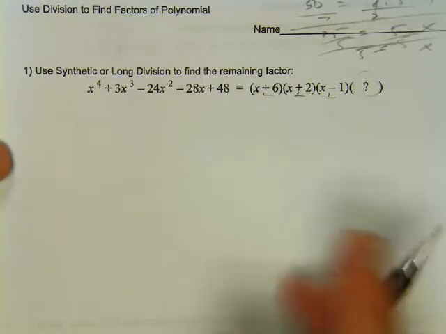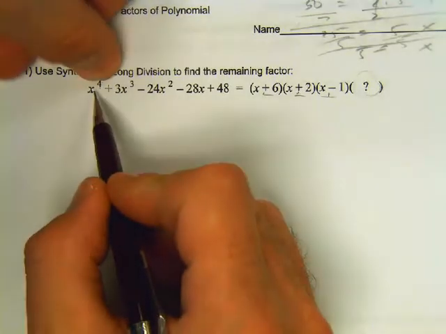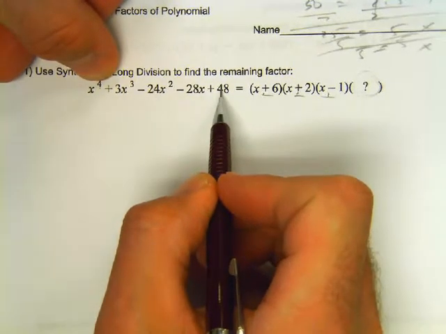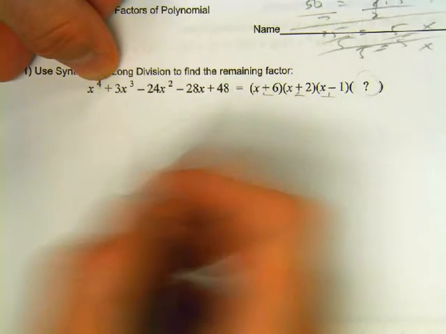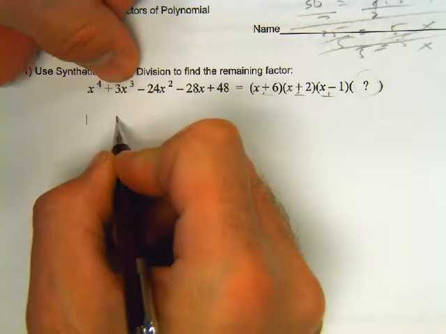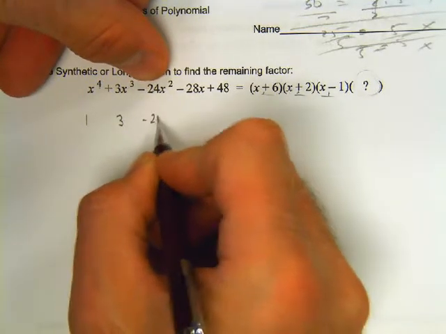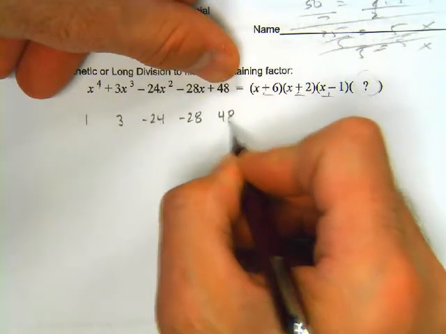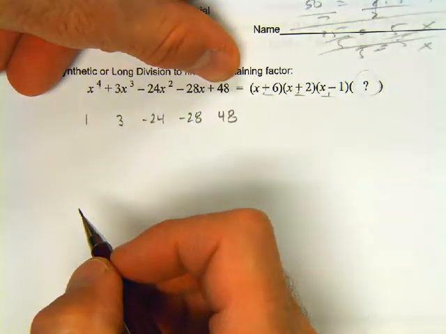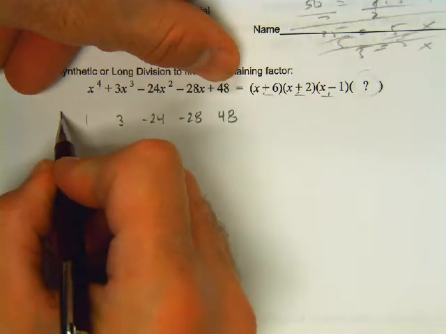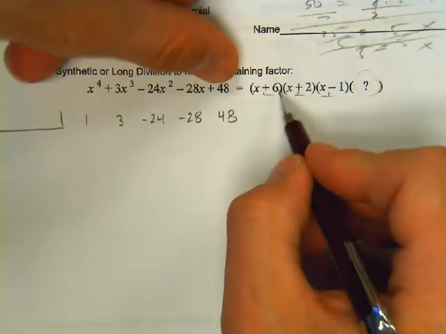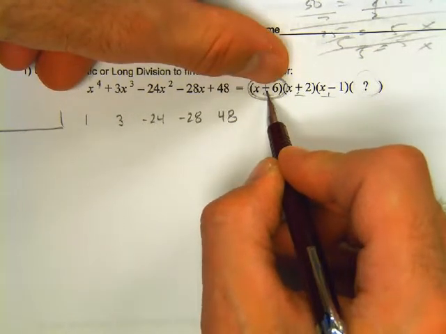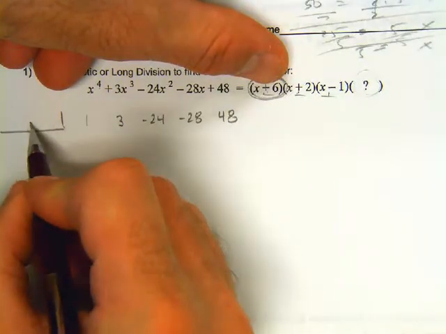So let's start by writing this quartic polynomial with 5 terms with coefficients only. 1, 3, negative 24, negative 28, and 48. Now, we're going to divide by this first linear binomial. And if this is positive 6, what do we divide by? Negative 6. Now, before we do any division, I want to ask you a question.